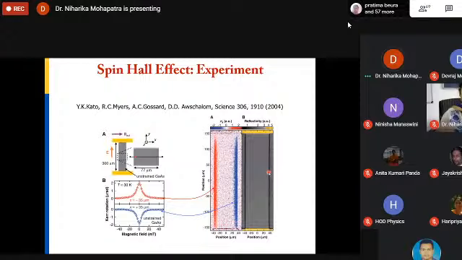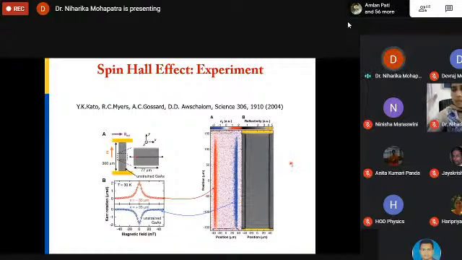It was observed in 2004 by some sort of optical way. They measured it by Kerr rotation, and they saw this kind of rotation for up spin and down spin, and they observed this particular current only at the boundaries. Okay. So this is a kind of experimental observation of the spin Hall effect.